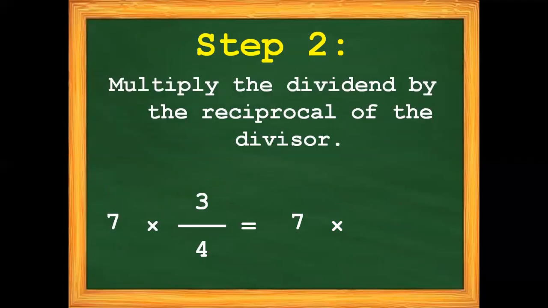Step number 2, multiply the dividend by the reciprocal of the divisor. So we need to give the reciprocal of our divisor. And in this case, our divisor is 3/4. So the reciprocal of 3/4 is 4/3.